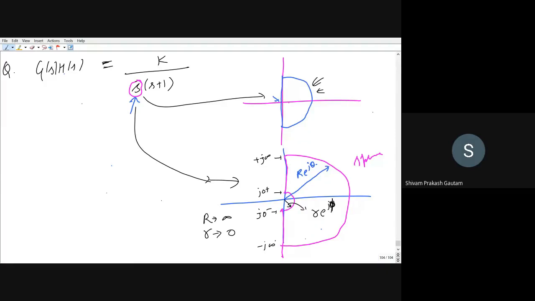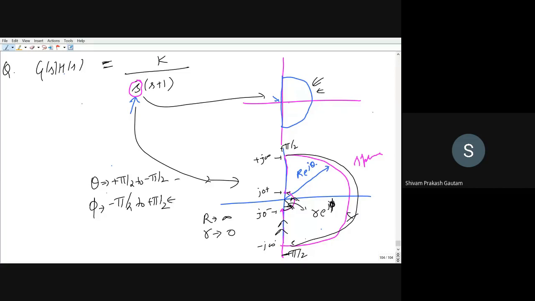Now if you see the orientation, this is plus pi by 2 and this is minus pi by 2. The orientation of the capital circle, that is theta, will be from plus pi by 2 to minus pi by 2. You can see it is going from plus pi by 2 to minus pi by 2 like this. But the orientation of the smaller circle, phi, will be from minus pi by 2 to plus pi by 2. You can see in the orientation as well, this is coming like this and this is flowing like this. So the orientation of the smaller circle will be minus pi by 2 to plus pi by 2, and the orientation of the capital circle will be plus pi by 2 to minus pi by 2. Is it clear? The orientation is clear?